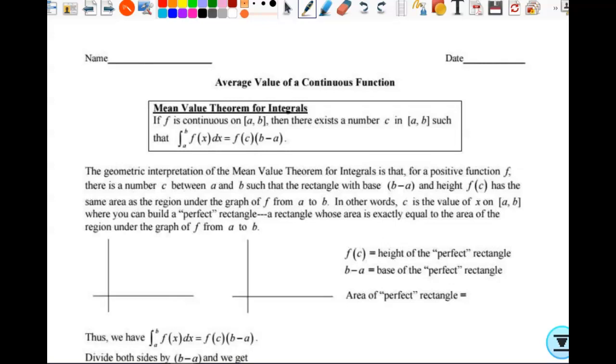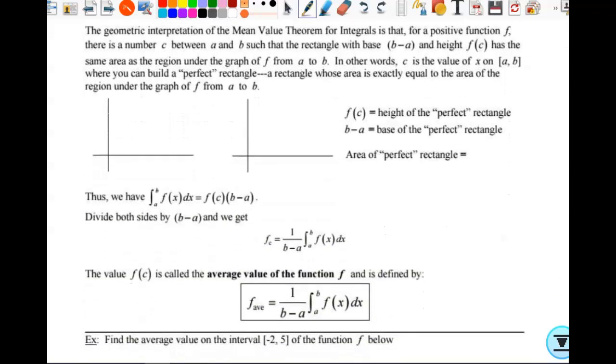All right, so we're going to look at average value for a continuous function. So it is the mean value theorem for integrals. So let's talk about how we find it before we worry about what it really is here.